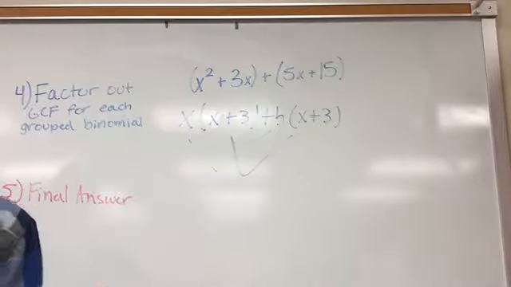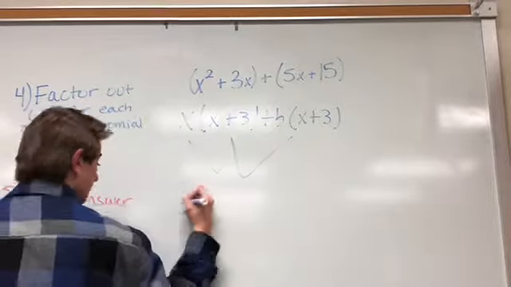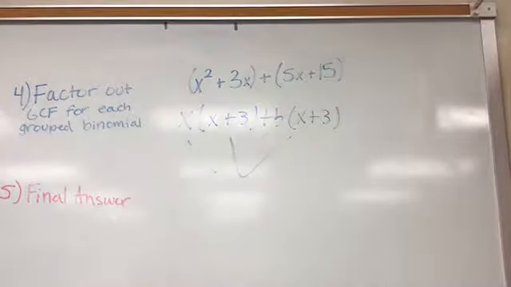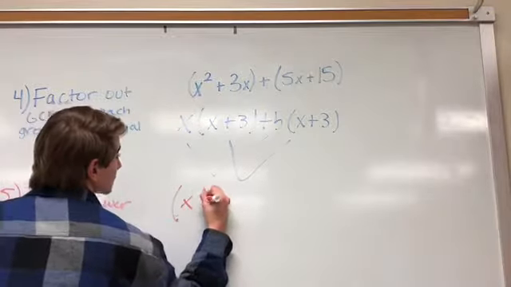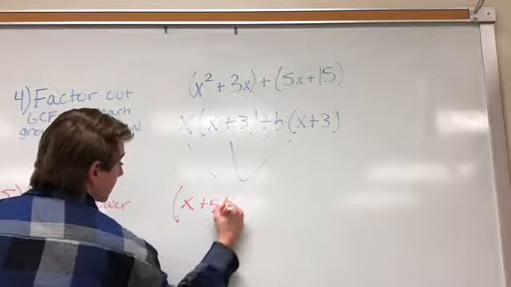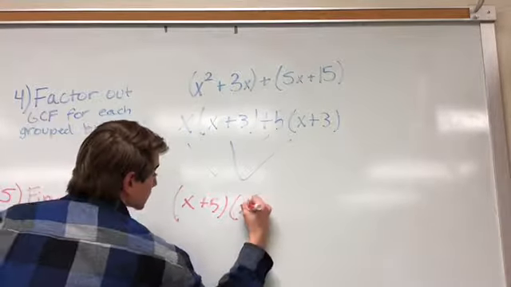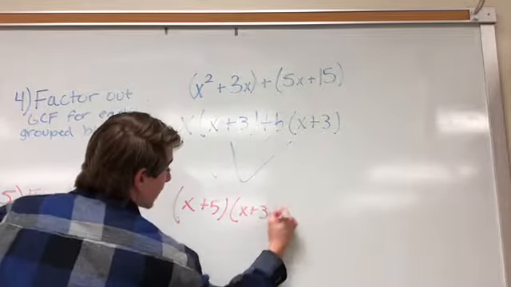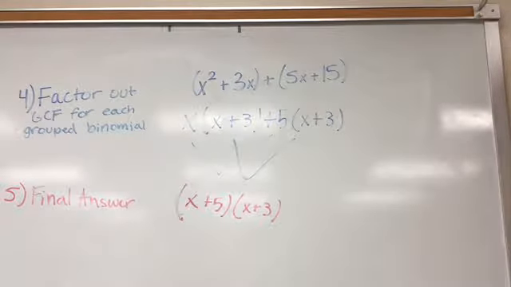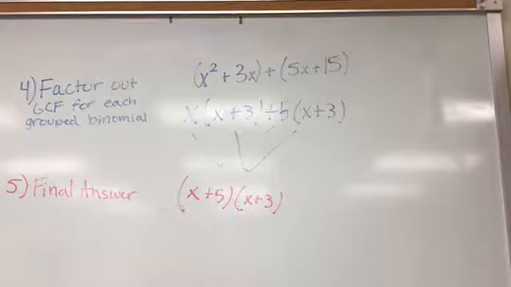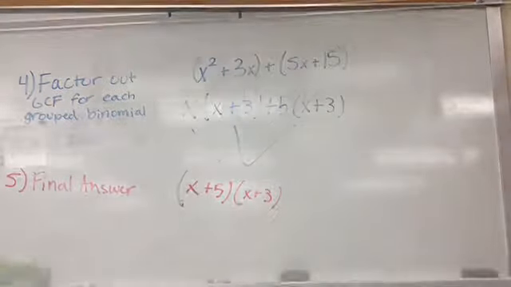And then these will go together for our final answer. So our final answer would be, let's change colors, x plus 5, x plus 3. And that is the factored form for x squared plus 8x plus 15.